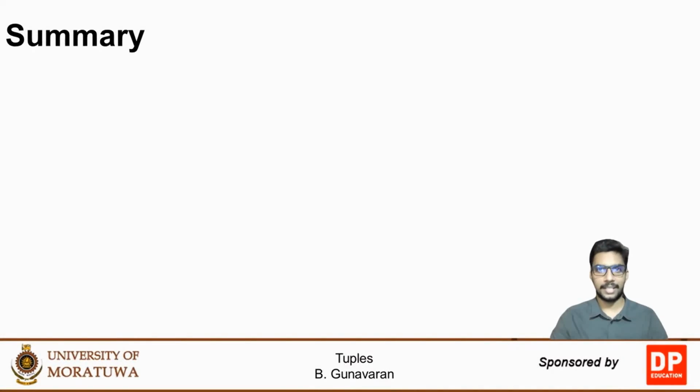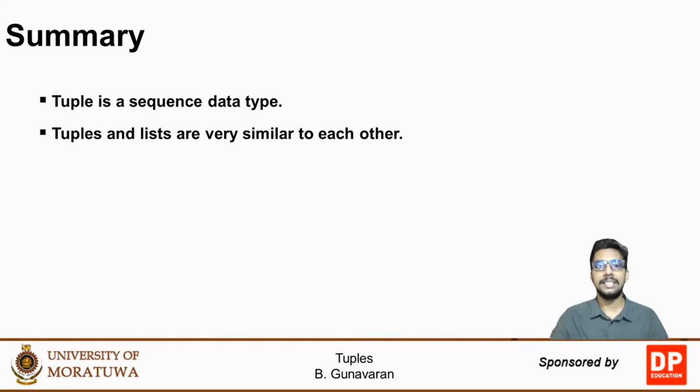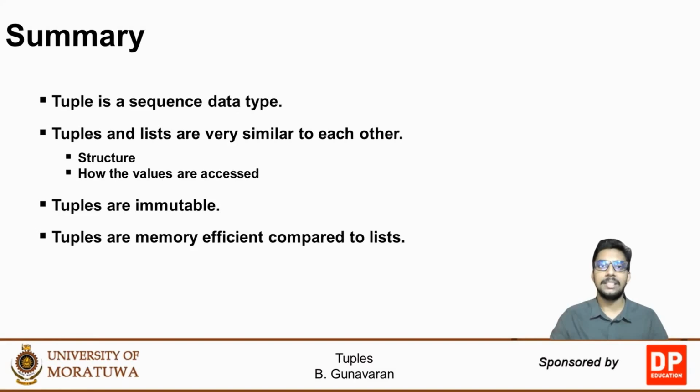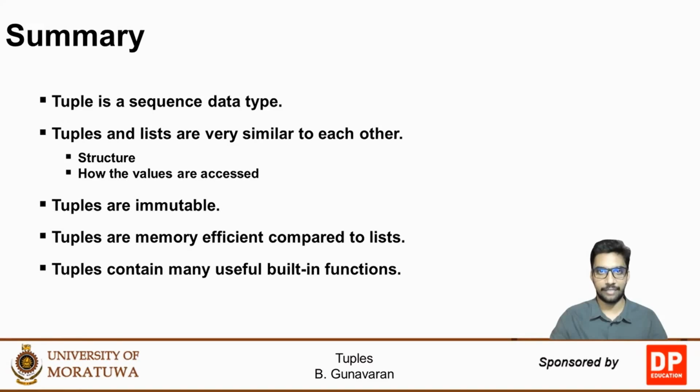Let us quickly summarize what we have learned in this lesson. Tuple is a sequence data type, which means it is ordered. Tuples and lists are similar to each other in many aspects, for example, in their structure and how the values are accessed. Tuples are immutable, which means they cannot be modified after creating them. Tuples are memory efficient compared to lists. Finally, tuples contain many useful built-in functions.